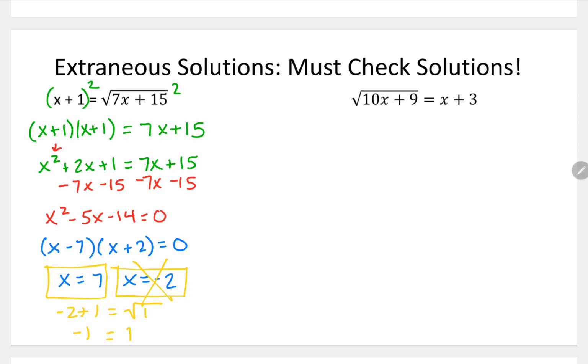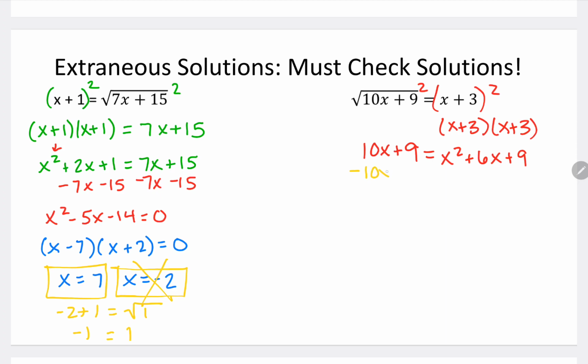So we'll go through the second example a little bit faster. We're going to start by squaring both sides of the equal sign. So x plus 3 squared, when I multiply x plus 3 times x plus 3, I'm going to get x squared plus 6x plus 9. And on the left side, I just have 10x plus 9 when the square root and the squared cancel each other out. This time I'm going to move everything to the right side of the equal sign.